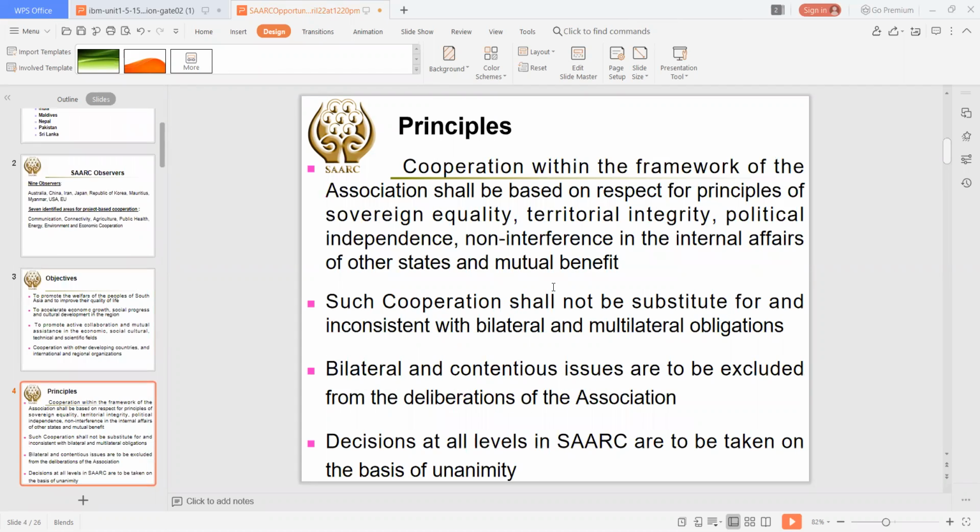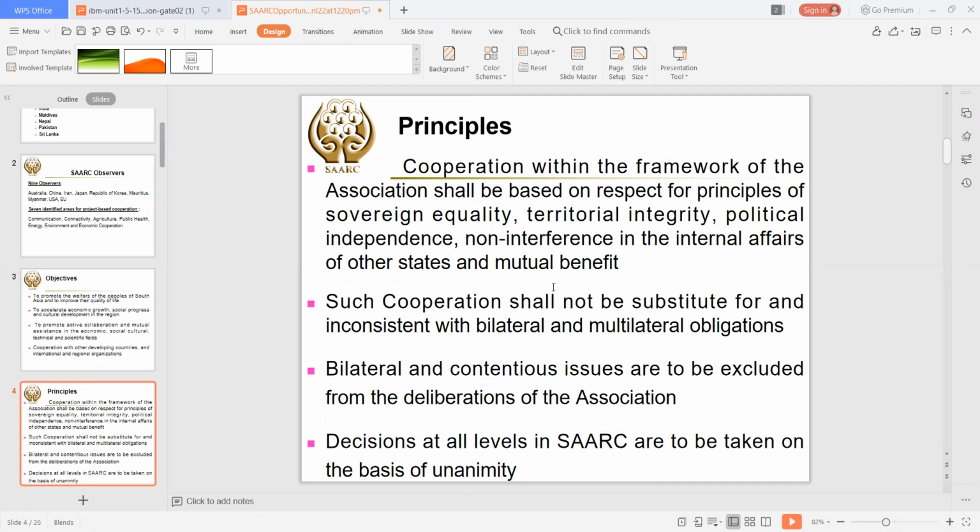Principles of SAARC: cooperation within the framework of the association shall be based on respect for sovereign equality, non-interference in the internal affairs of other states, and mutual benefit. Such cooperation shall not be a substitute for, and shall be consistent with, bilateral and multilateral obligations.